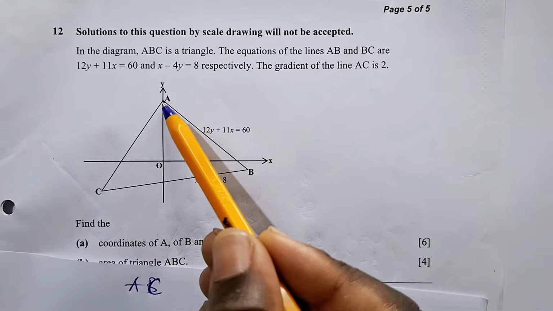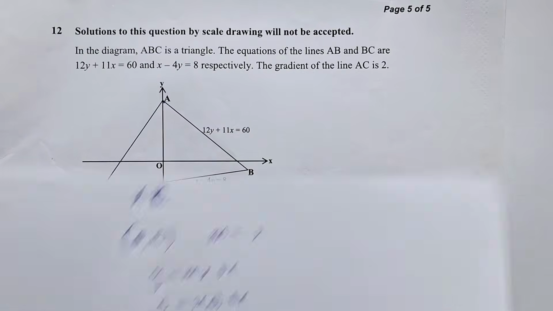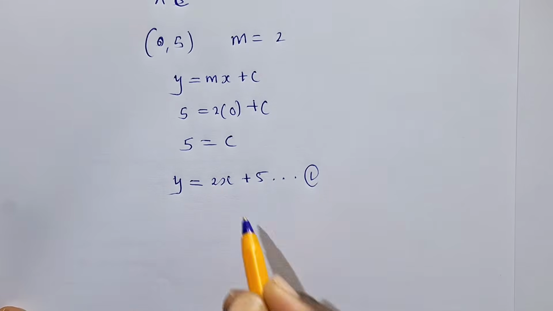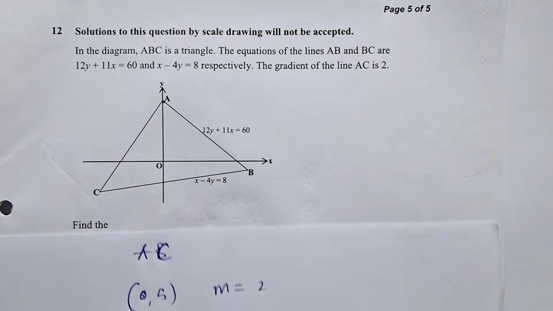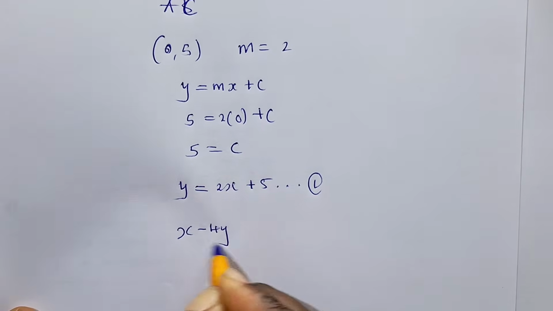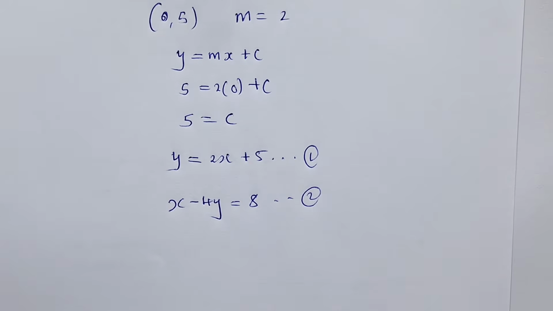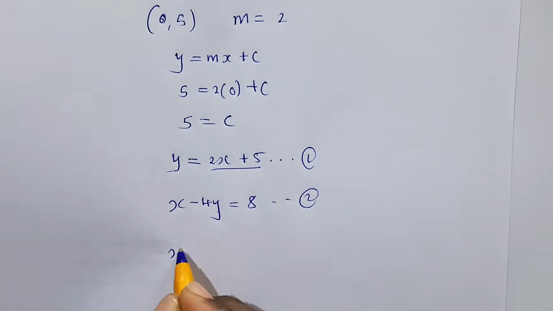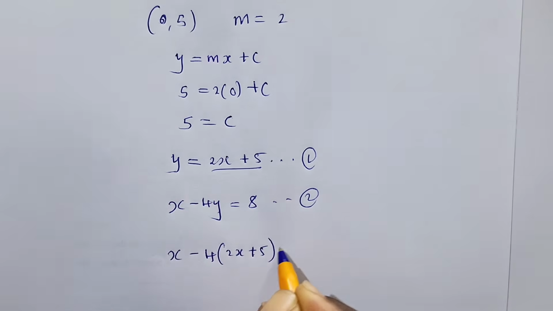So now, since we know the AC equation and we also have BC, we can say this is our equation 1, which is AC, and our equation 2, which is x minus 4y is equal to 8. This is our equation 2. So here, we're just going to get this part and substitute it where y is. And this is how it's going to look if you are following.